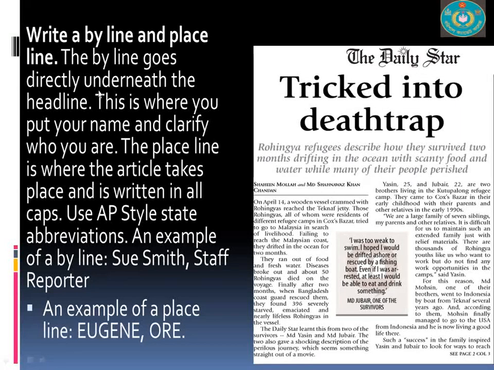The byline goes directly underneath the headline. This is where you put your name and clarify who you are. This is important. The place line is where the article takes place and is written in all caps. Remember, in all caps. This is important. That means all should be in capital letters. Use AP style state abbreviation.